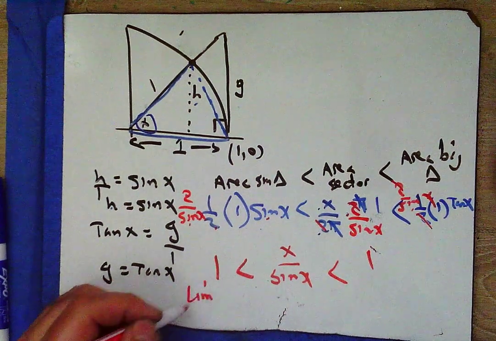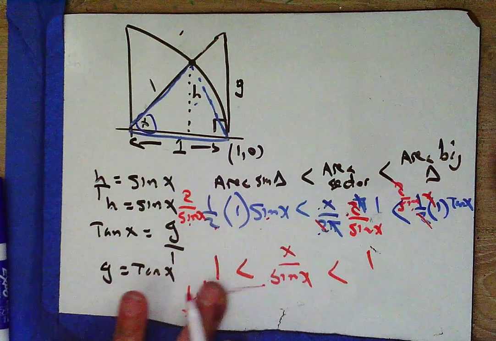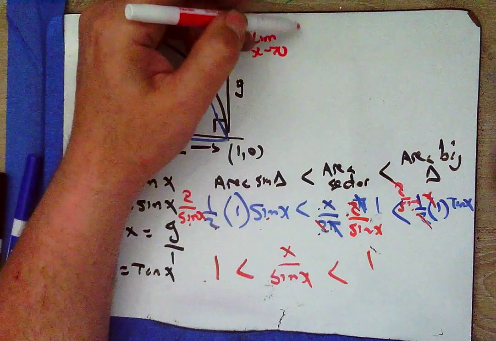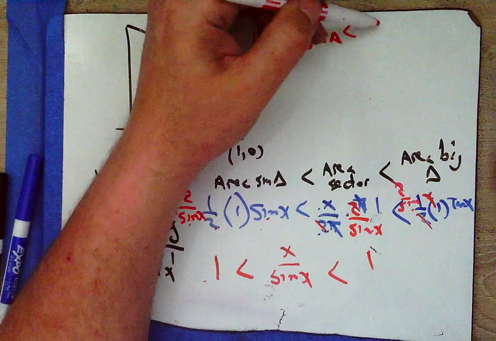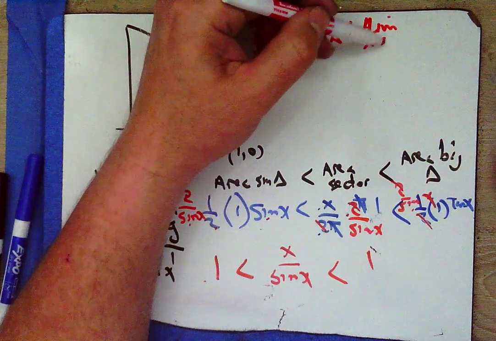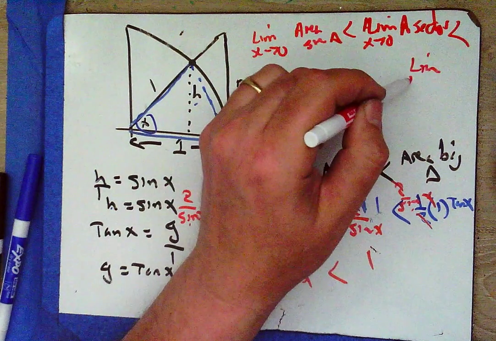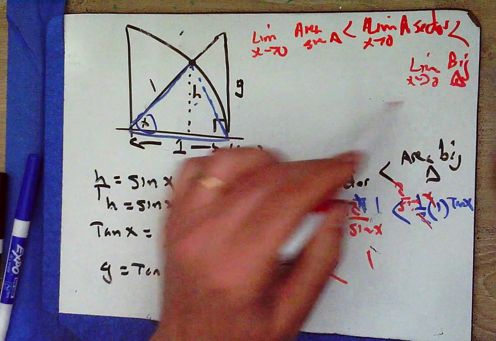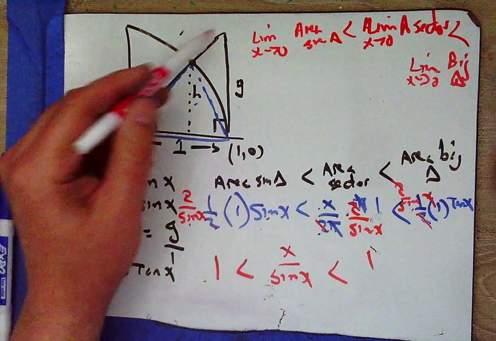And so the limit as x approaches 0 of the area of the small triangle is smaller than the limit as x heads to 0 of the area of the sector, which in turn is smaller than the limit as x heads to 0 of the big triangle. Okay, these limits are all true. We see in this picture that blue triangle is smaller than sector, is smaller than big triangle.